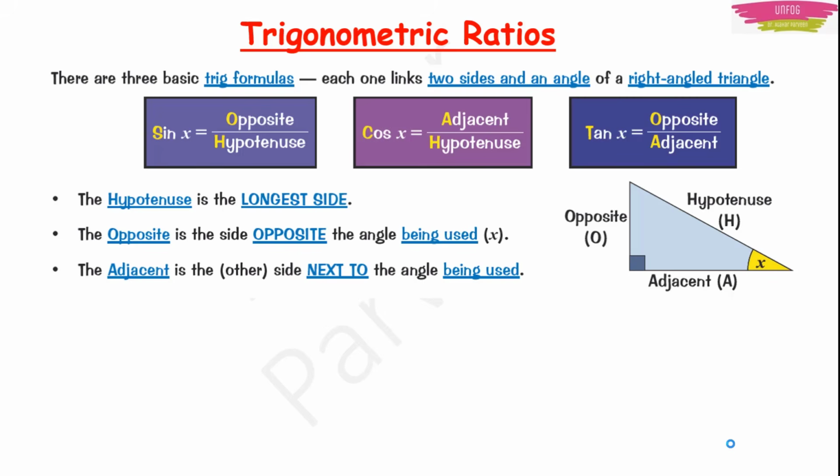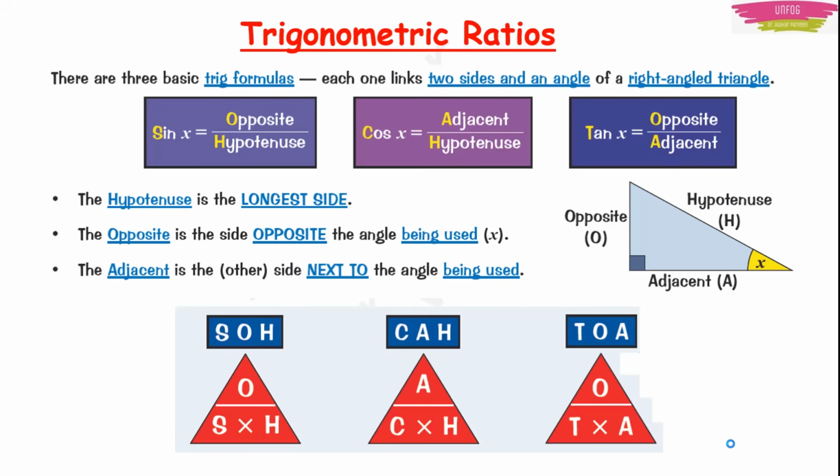Now how to remember this? This is little confusing, right? I have one trick. The trick is known as SOHCAHTOA. S for sine, O for opposite side, H for hypotenuse in SOH. In CAH, C for cos, A for adjacent side, H for hypotenuse. And in TOA, T for tan, O for opposite side, A for adjacent side.